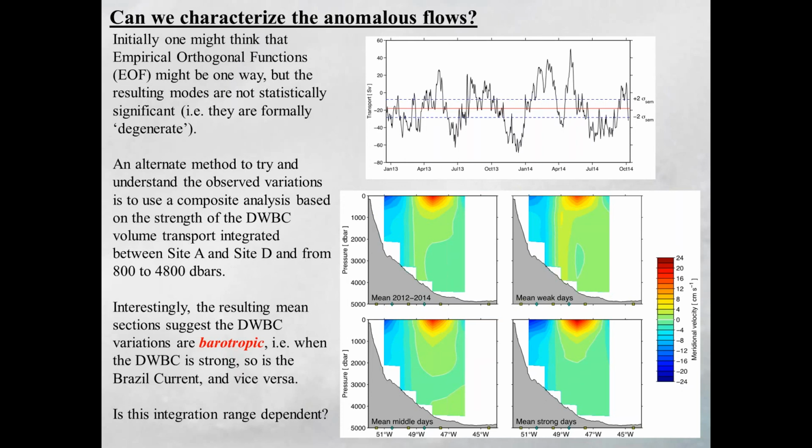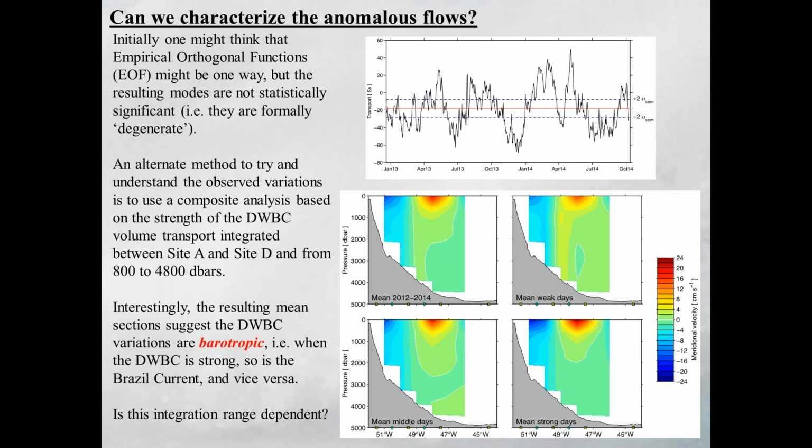And you see a stronger southward flow here, but that's because I'm integrating through this and sorting based on data that's integrated all the way through here. So what you see out of these is that the variations tend to be barotropic. When the deep western boundary current is strong, the Brazil current is strong. That's what you kind of hope that you see out of this.